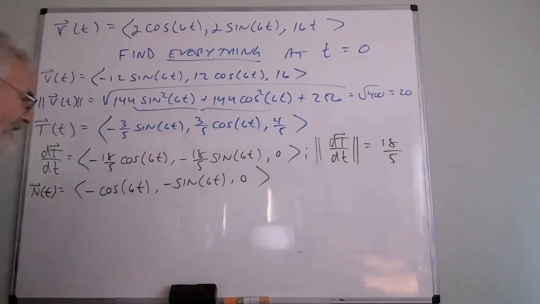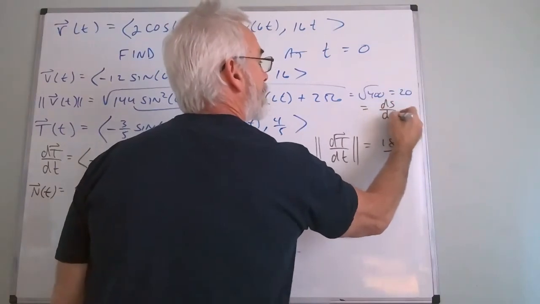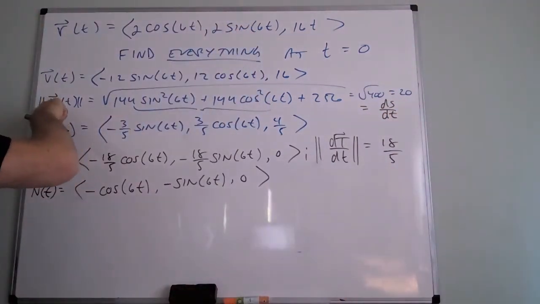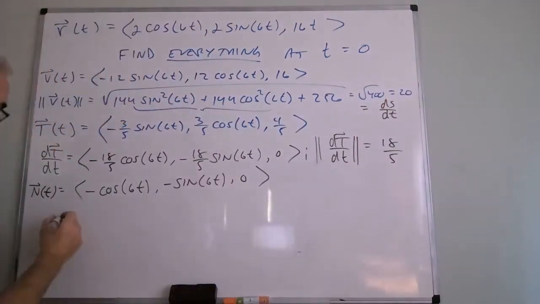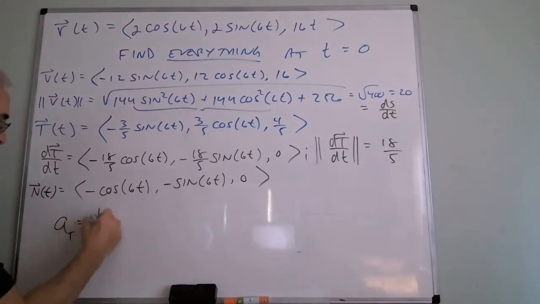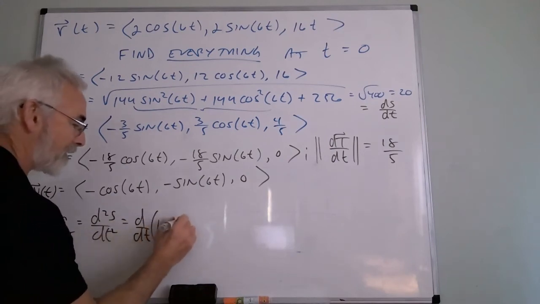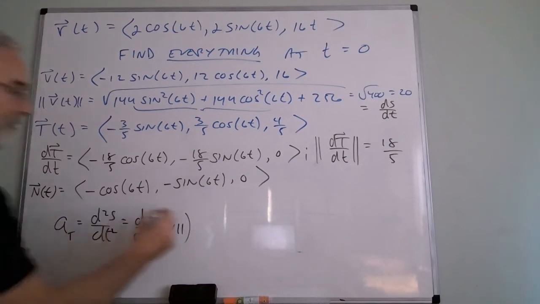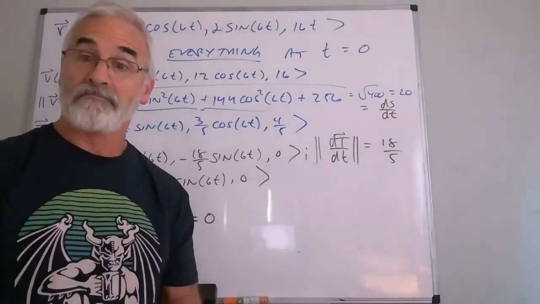So now how do I find a little t? Well, what is the length? By the way, this is also equal to ds dt. We know that the length of v of t is ds dt, and ds dt is a constant. So at, which is d squared s dt squared, which is d dt of length v, is 0. Can that happen? Yeah, it did. That means there is no part of this that uses the tangent direction.